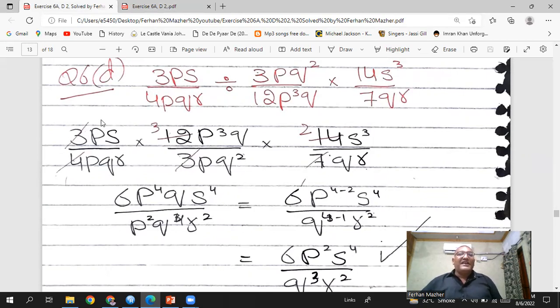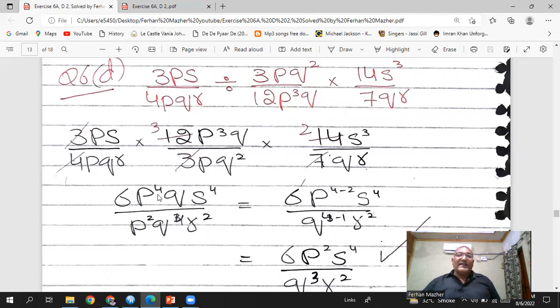Now p raised to power 1 here, p raised to power 3 here, so it will become p raised to power 4. S raised to power 1, S raised to power 3, so you will have s raised to power 4. And here you will have the cube. And then in the downstairs, p multiplied with p becomes p square. The q multiplied with the q square, multiplied with the q, you will have q raised to power 4. And r multiplied with r will become r square.